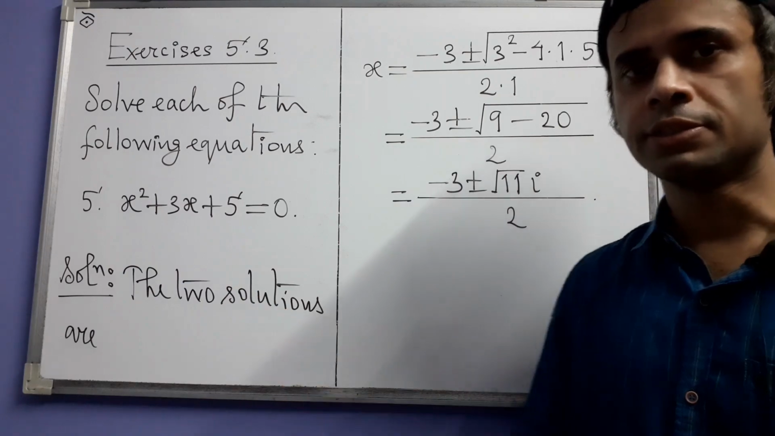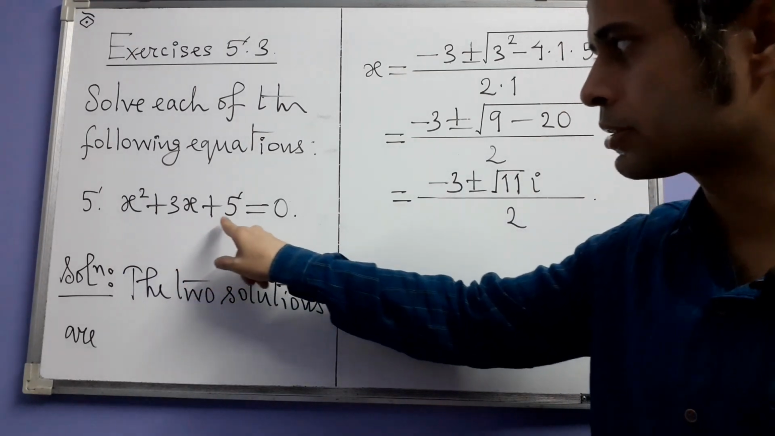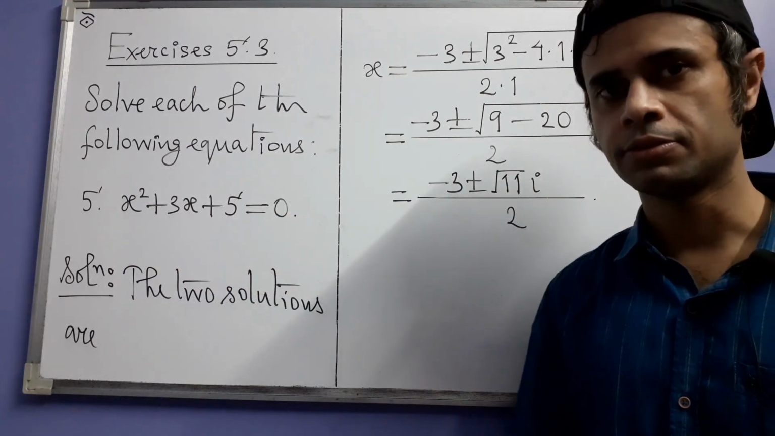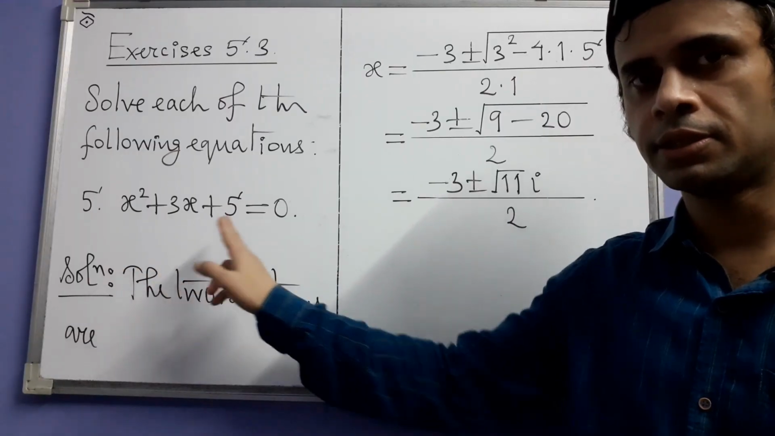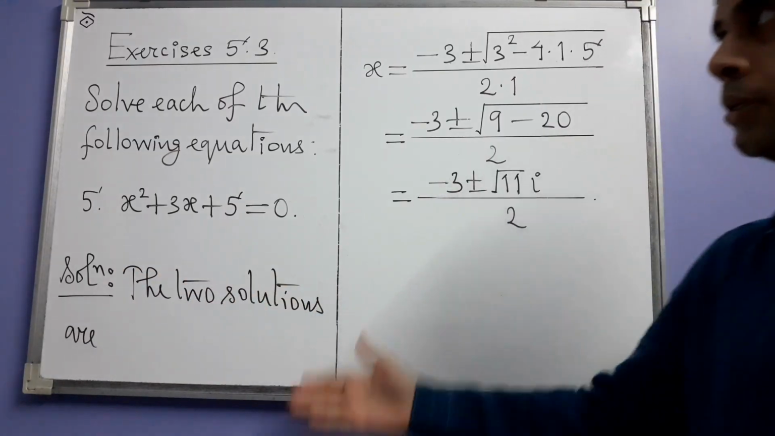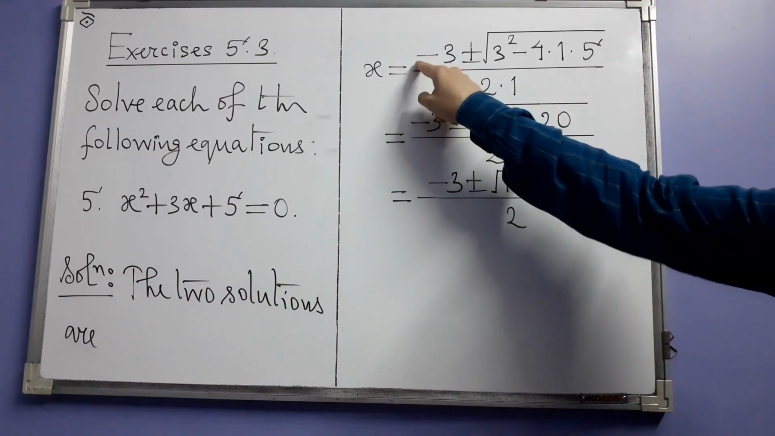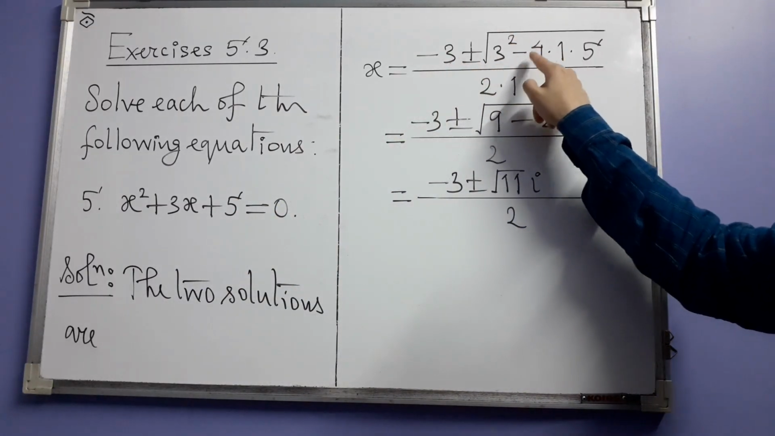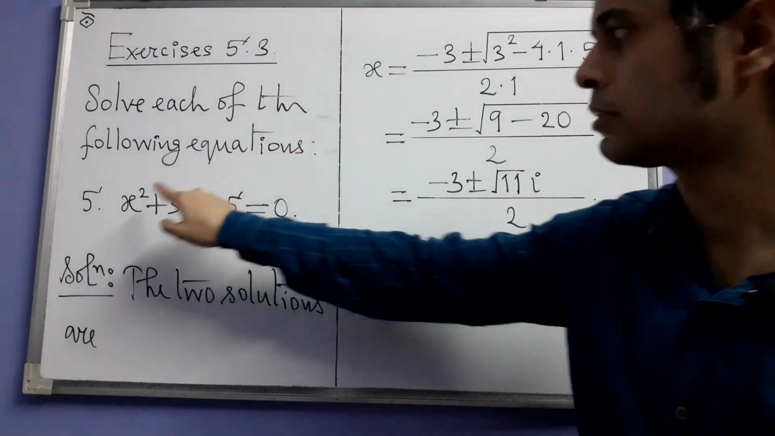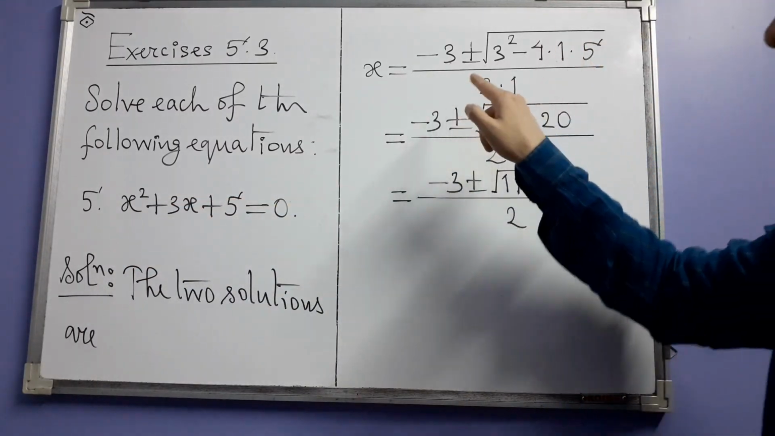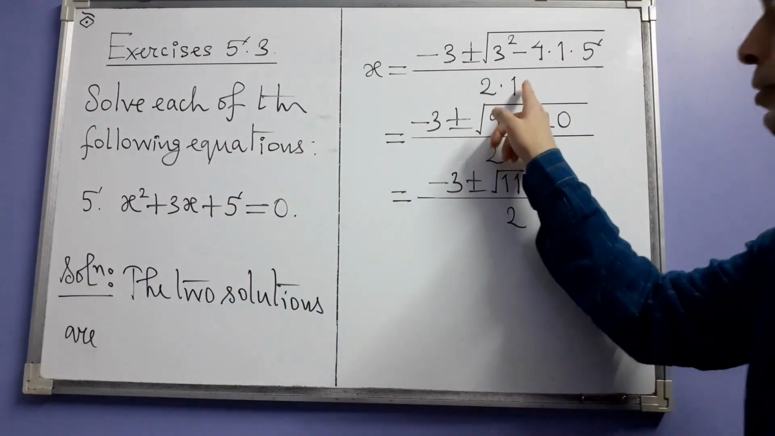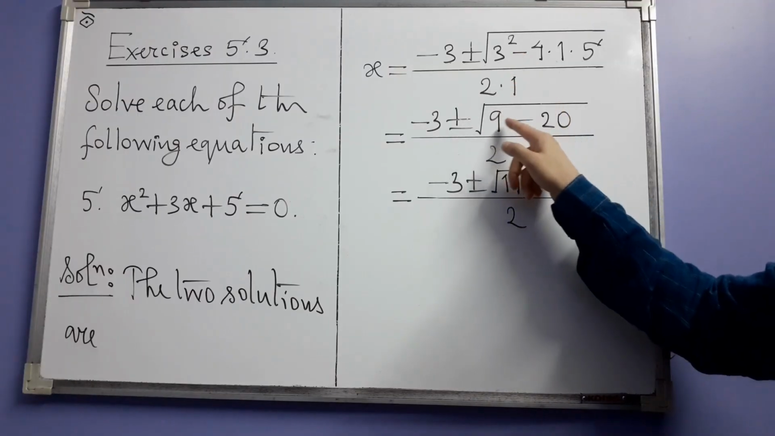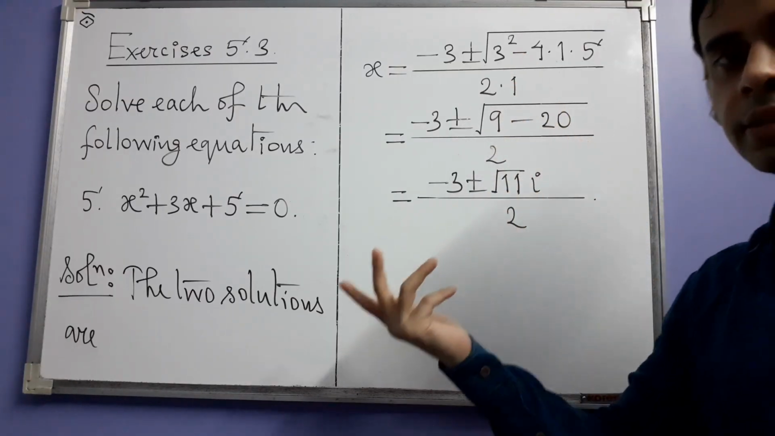So the fifth one is this. The equation is x square plus 3x plus 5 equal to 0. So in this case a is 1, b is 3 and c is 5. And these are the roots, minus b plus or minus root b square minus 4 times a times c divided by 2 times a. So this becomes 9 minus 20, which is minus 11.